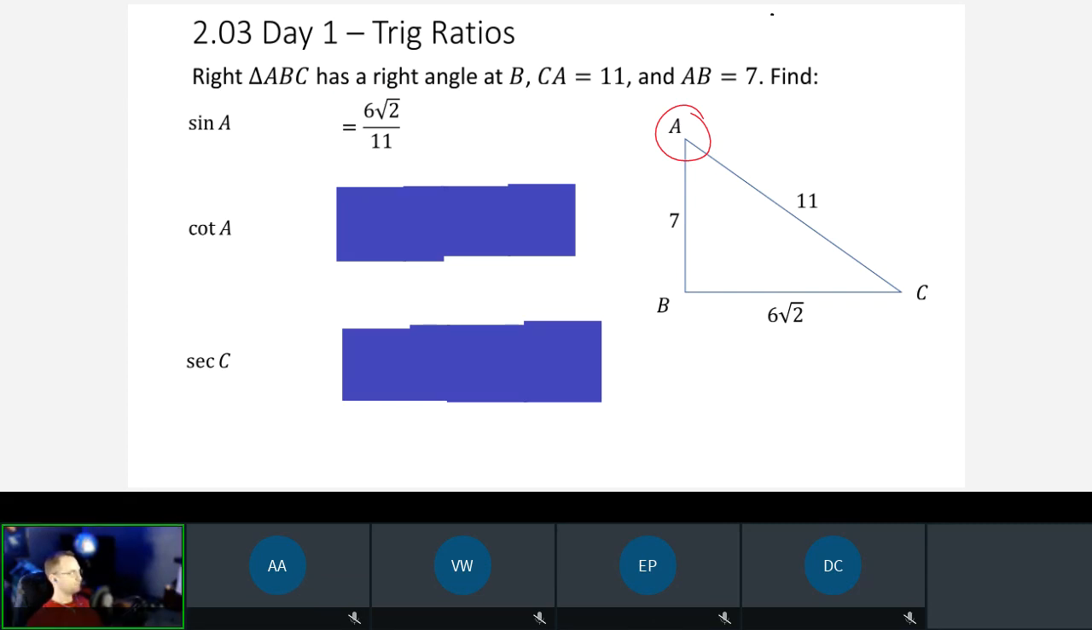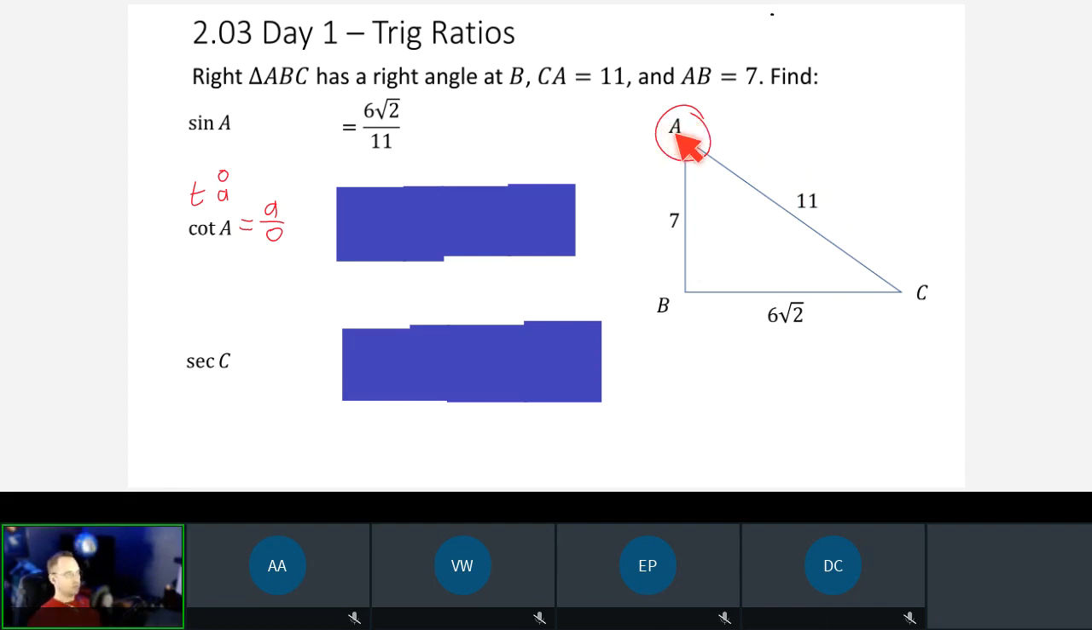Cotangent. Now cotangent, if you remember, is just the inverse of tangent. So if tangent is opposite over adjacent, that means cotangent is adjacent over opposite. Okay.